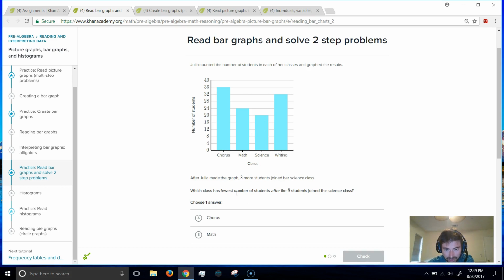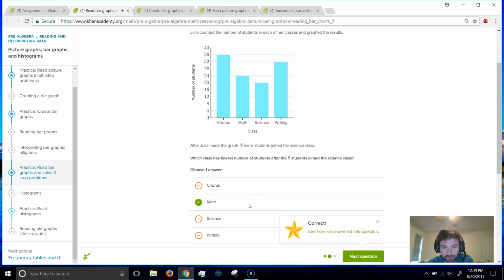Which class has the fewest number of students after 8 students joined the science class? So this is before 8 students joined. After 8 students joined, there'd be 28, right? So this bar would go up to here. So that means math would have the fewest. It's asking which class has the fewest number of students after the 8 students join. So it's just the next lowest one. Although it still could be the science, but no, science would be up here where the 28 is.